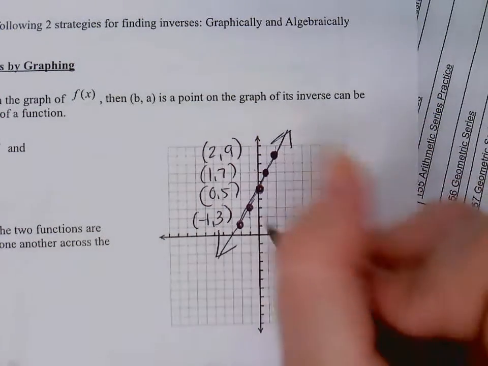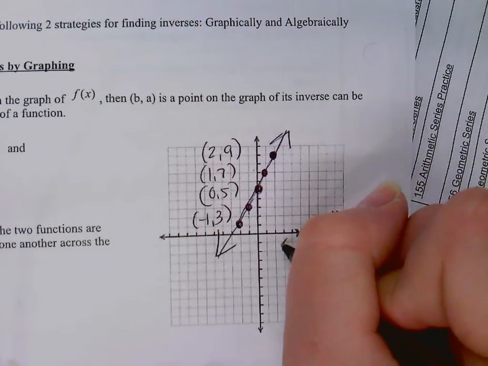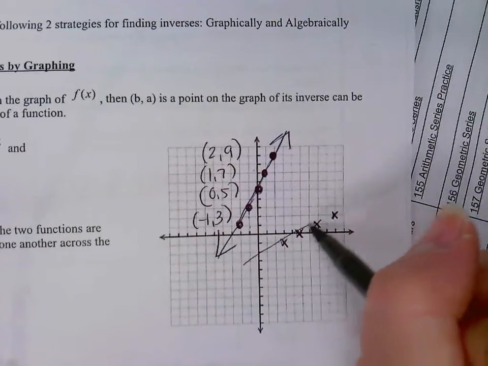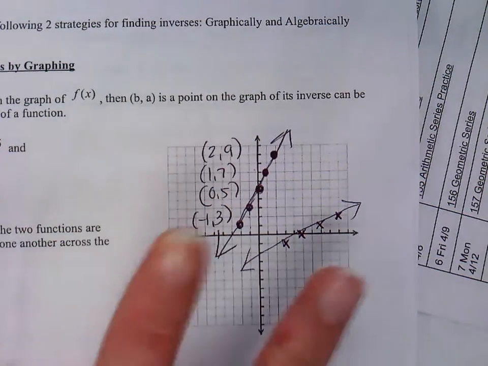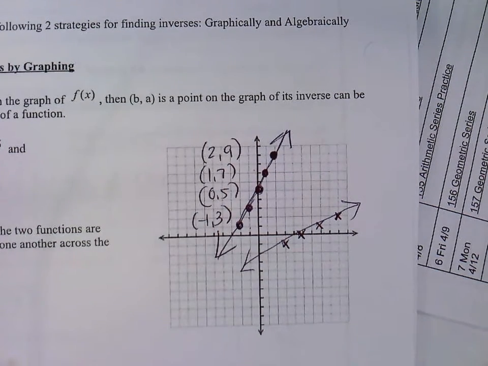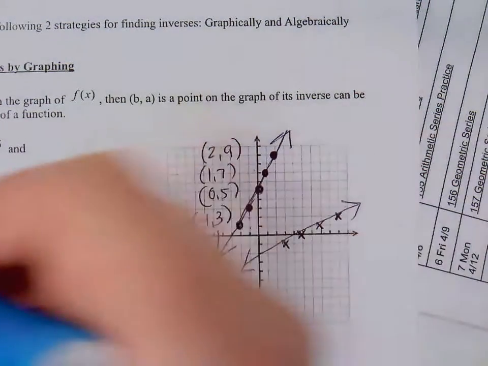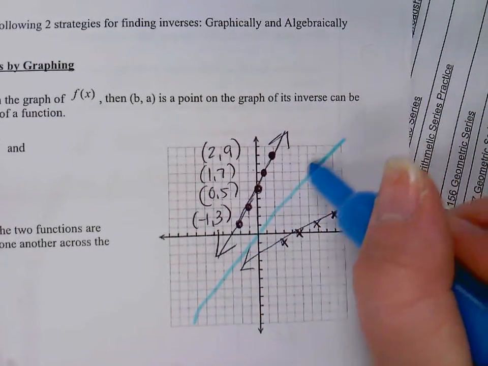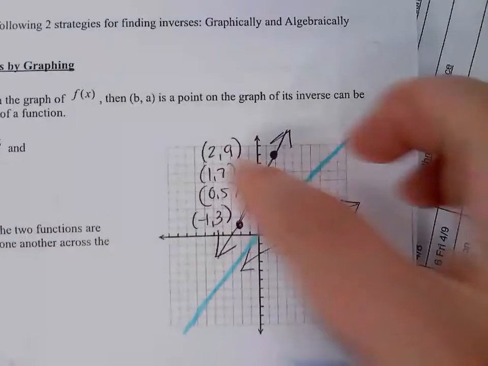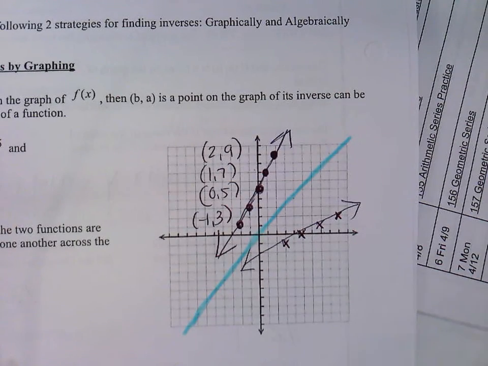-1, 3 becomes 3, -1. I just graphed the inverse function of those 4 points. Those are inverses of each other. An inverse will undo the other function, basically. And it says, draw in the line y equals x to show that they're mirror images over the line y equals x. See how that's my mirror image?